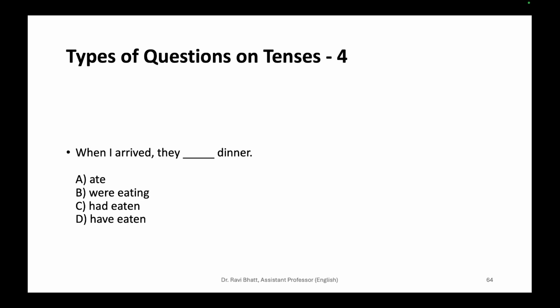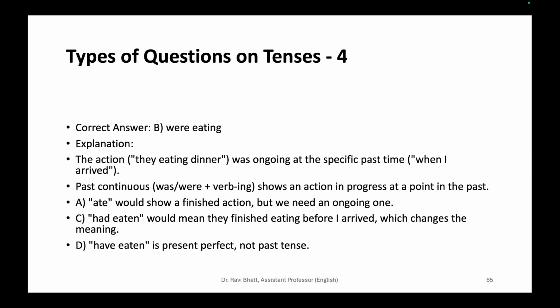Now, when I arrived, they ate dinner, they were eating dinner, they had eaten dinner, and they have eaten dinner. Okay, so they were eating. Now why here is it "they were eating dinner"? Because that action was ongoing at the specific past time, that is when I arrived. All right, now past continuous. It would not be used there.